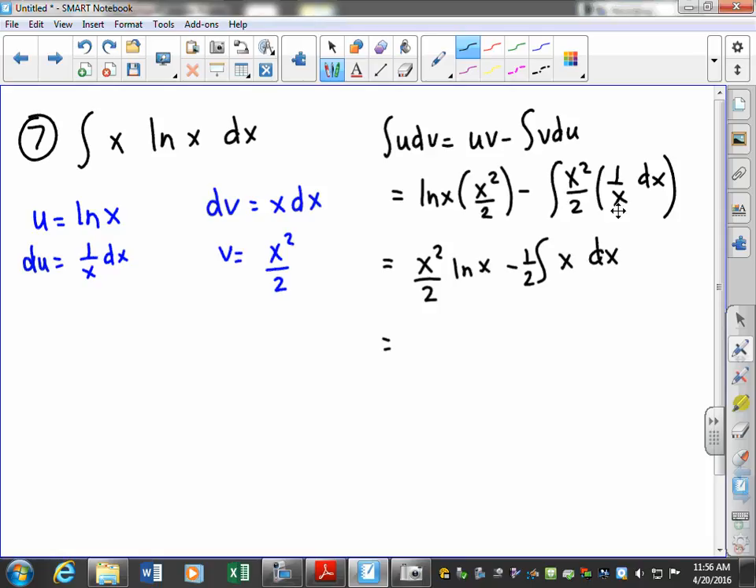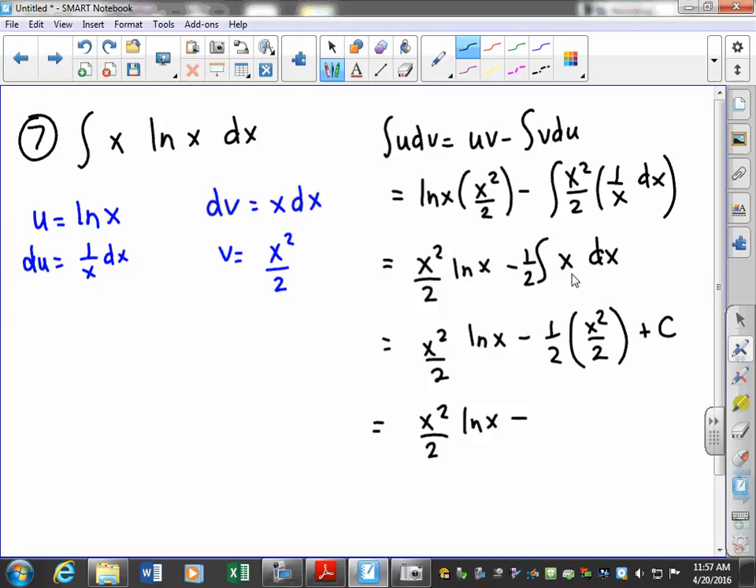Good. So algebraically simplify that. We would just carry this term down. And this is going to be my 1/2 there. So what happened? What's the antiderivative of x dx? x squared divided by 2, and then we have plus a constant at this point. Let's go ahead and simplify this one more step. Natural log of x minus, what's that, 1/4 x squared plus a constant.